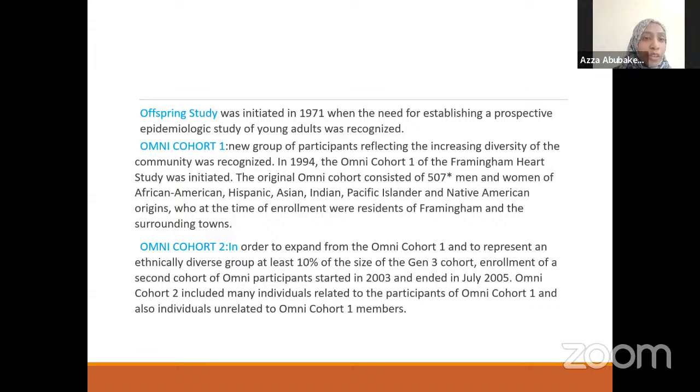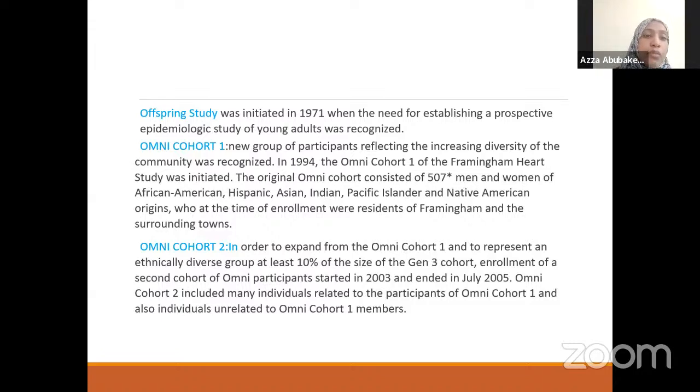The Omni cohort 1 was started in 1994. They needed to reflect the diversity of the community, so they started to include African Americans, Hispanics, Asians, Indians, Pacific Islanders, and Native Americans. At that time, those made up about 10% of the study population. The Omni Cohort 2 was started to expand the Omni Cohort 1.